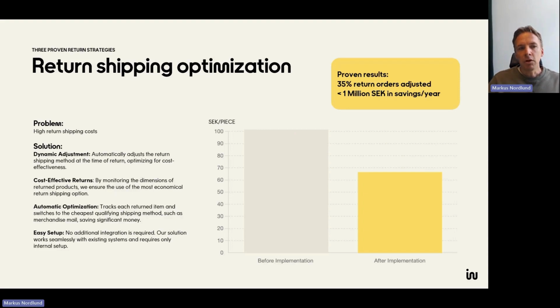And we have a customer example here where we have proven results where 35% of the return orders were adjusted to downsize to something else, and they are saving 1 million SEK per year by doing this. And looking into this sector from an international perspective, when it comes to how you can optimize your return logistics, you have a huge opportunity when it comes to cost reduction.